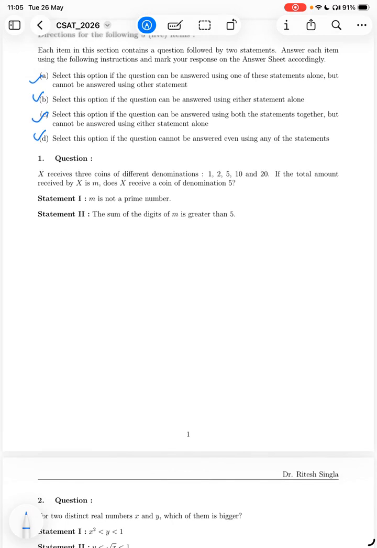It says that X receives 3 coins of different denominations. The denominations are given as 1 rupee, 2 rupees, 5, 10 and 20. The total amount received by X is M, and X receives a coin of denomination 5.